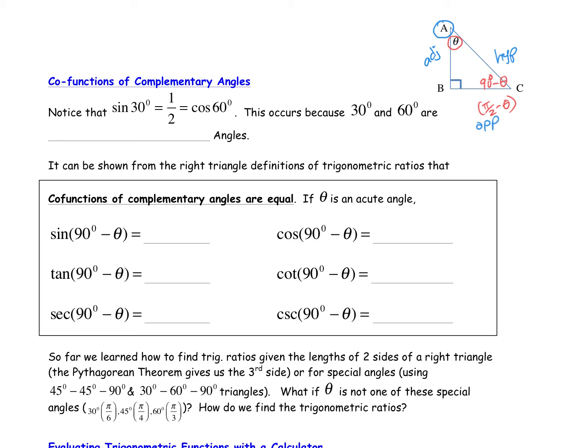Now, the next thing we're going to do is think about sine of theta. So remember, sine of theta is the length of the opposite side over the length of the hypotenuse. So here, the opposite side, I need to do one more thing, sorry, before we do that.